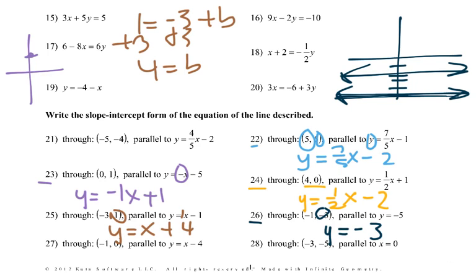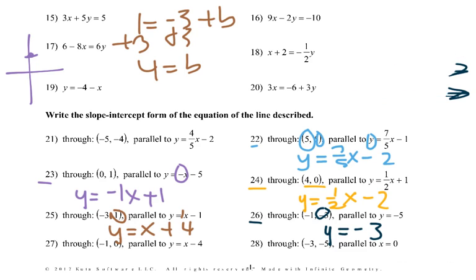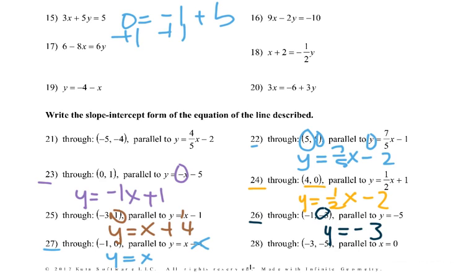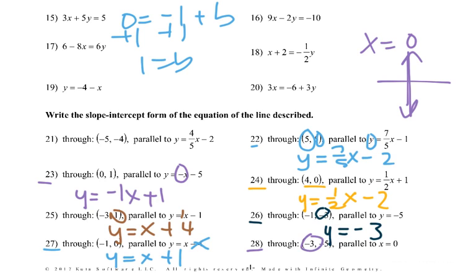Alright, now 27 and 28. So 27, y equals x, and then I gotta find b, which is not -4. So 0 for y, -1 for x, plus b, add 1, get 1 equals b, so plus 1. And then 28, x equals 0, that's a vertical line. Okay, so my x value would be -3, so it would be x equals -3.